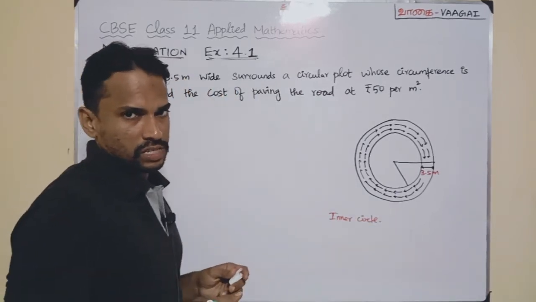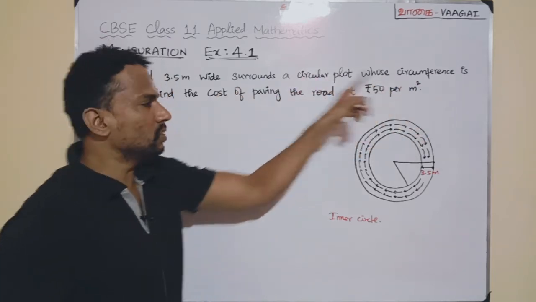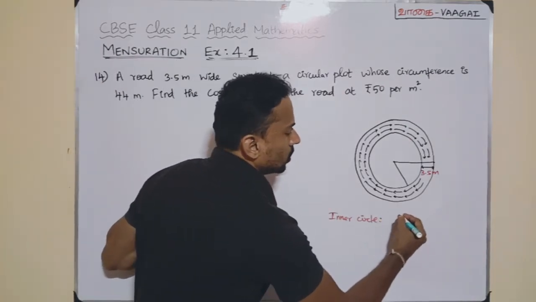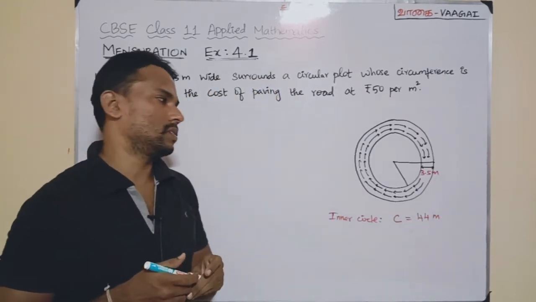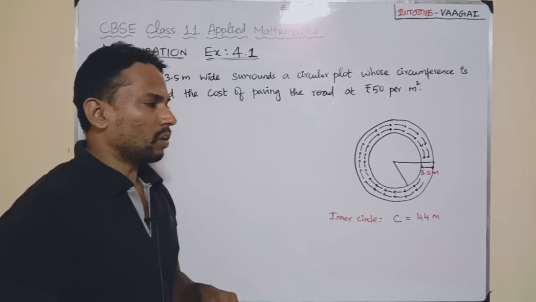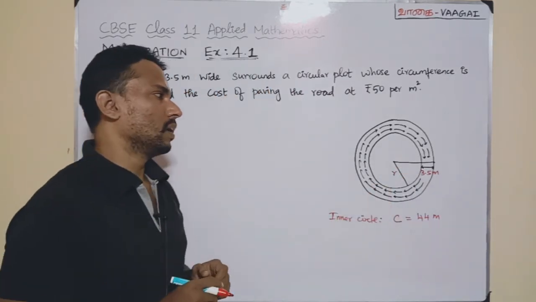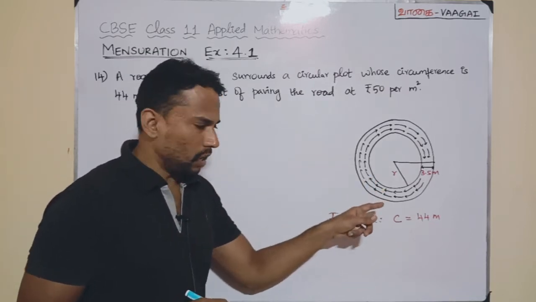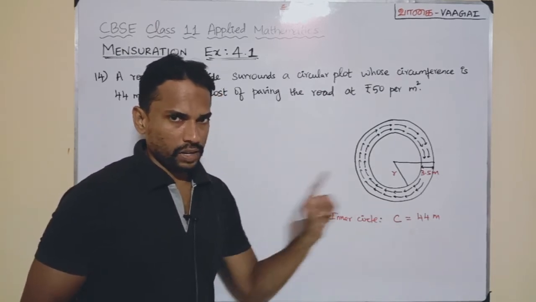We don't have the radius. But it is given that the road surrounds a circular plot whose circumference is 44 meter. That means for this inner circle, we are given the circumference: the circumference of the inner circle is 44 meter. Let me take the radius of the inner circle as small r. Now connect it with the circumference being 44 meter, which is what is given here.